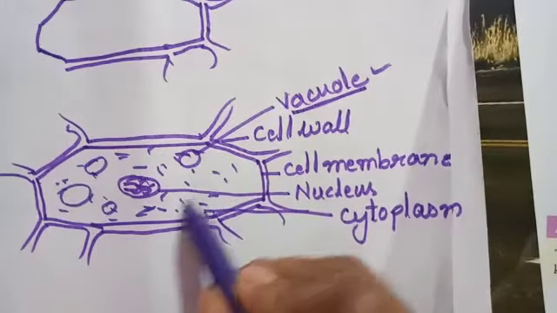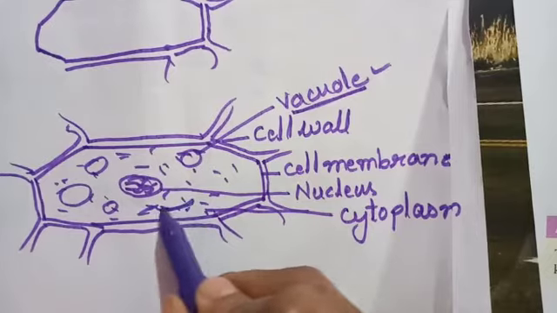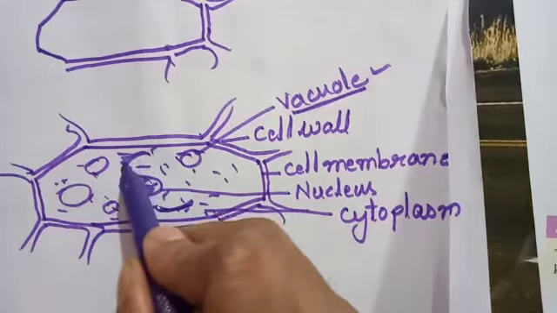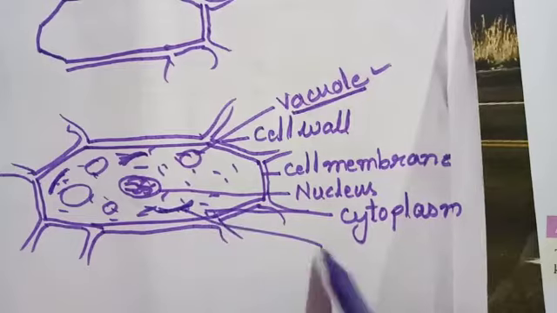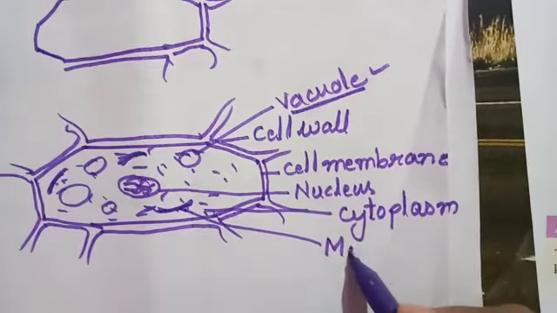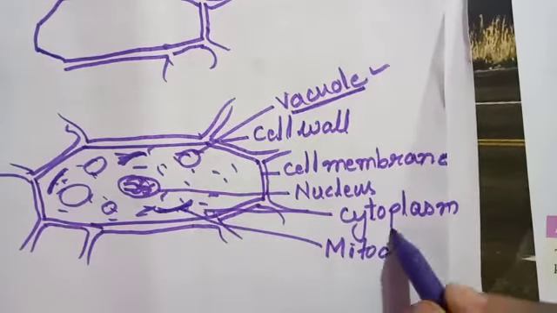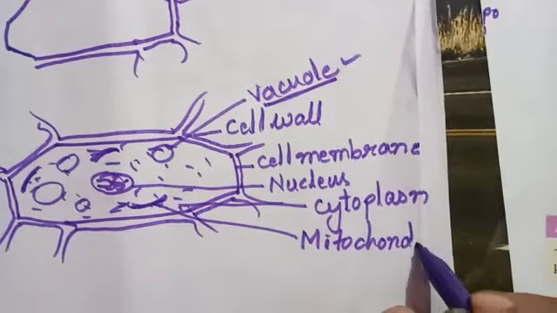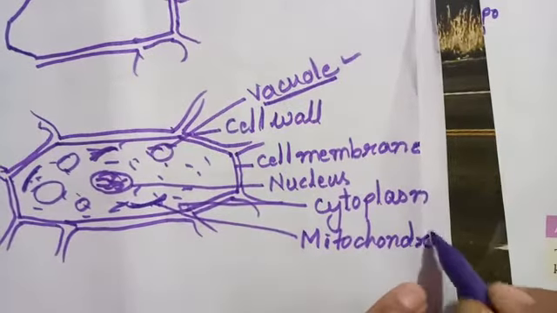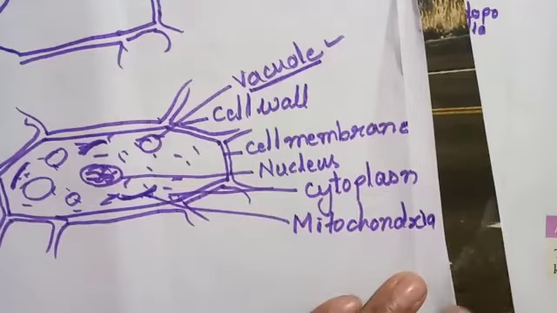This is a rod-like structure, just like mitochondria. One or two rod-like structures are present in the plant cell. What is the rod-like structure? You know, in animal cell, mitochondria. Mitochondria. Is it clear?